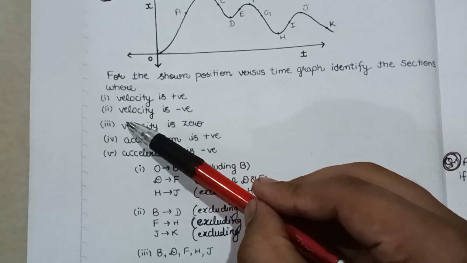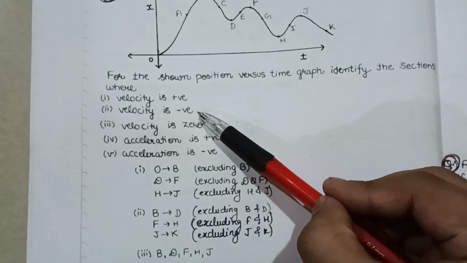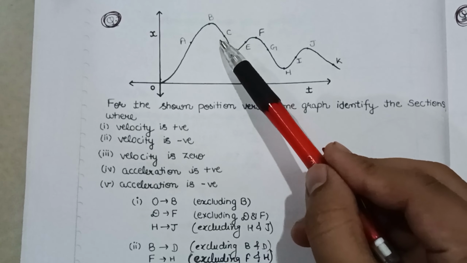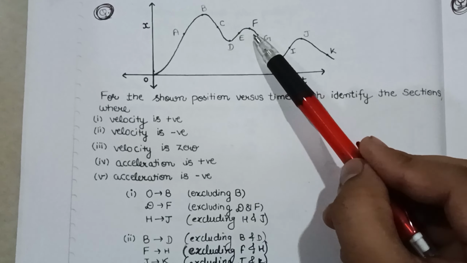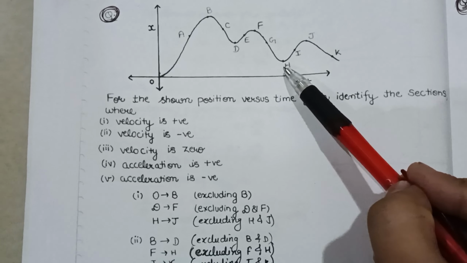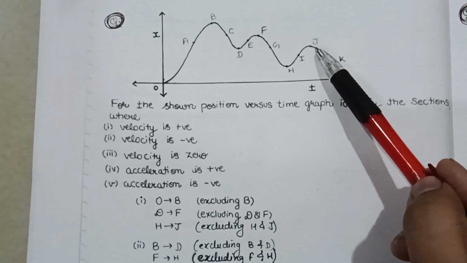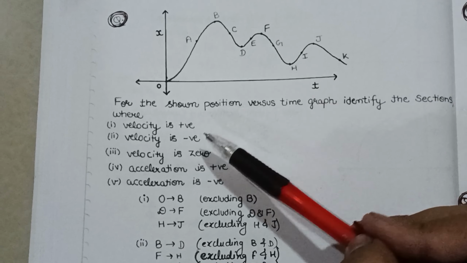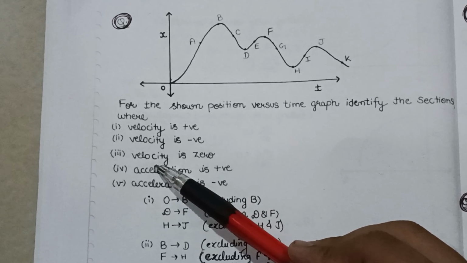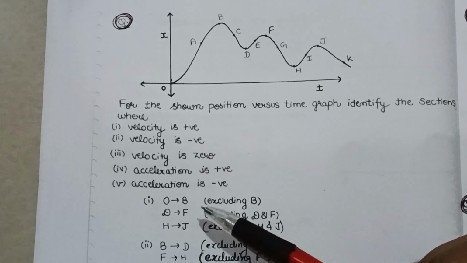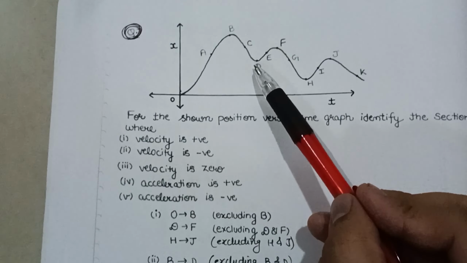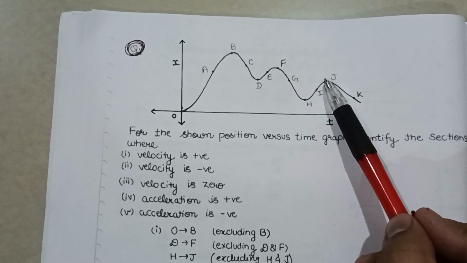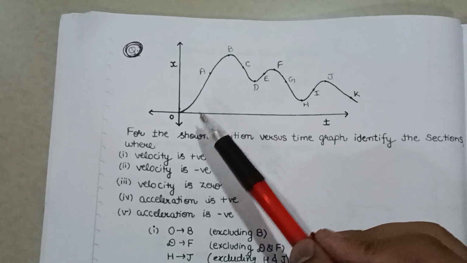Second question, find where the velocity is negative. From this graph, from B to D, excluding points B and D, the velocity is negative. From F to H, excluding F and H, the velocity is negative. And from J to K, excluding J and K, the velocity is negative. Find where the velocity is 0. The points B, D, F, H and J are the points where the velocity is 0.